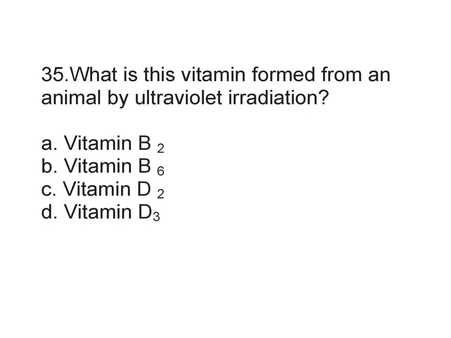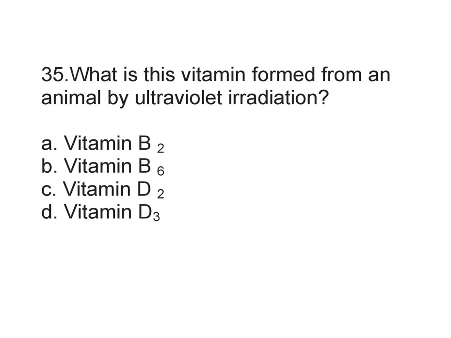Number 35. What is this vitamin formed from in an animal by ultraviolet irradiation? A. Vitamin B2, B. Vitamin B6, C. Vitamin D2, or D. Vitamin D3. The answer is vitamin D3.